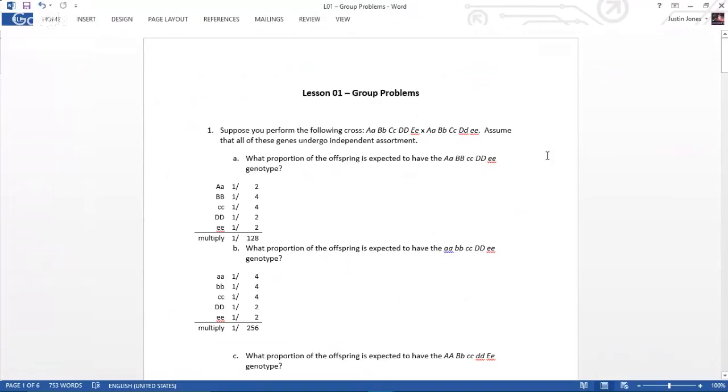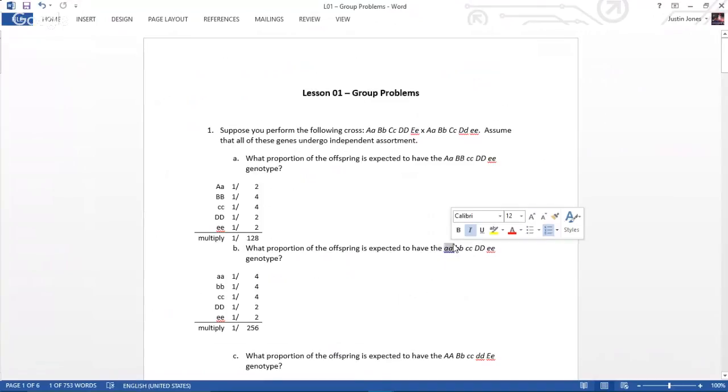So if we go quickly to this first one, if we have a cross of these two genotypes, what are the odds that we're going to have a big A, little a? Out of the four options, two of them fulfill that. Same thing with BB, out of the four options available, only one of them would give you a BB. CC, again, only a fourth. And DD, it's going to be another half. EE is another half. So you take 1/2, 1/4, 1/4, 1/2, 1/2, multiply them all together, and you get 1 divided by 128.